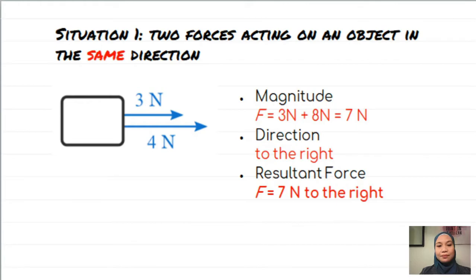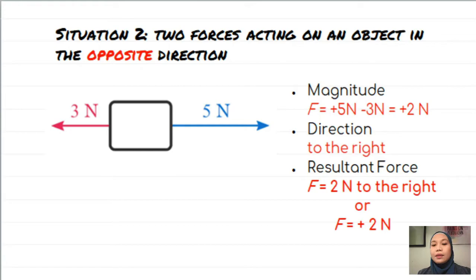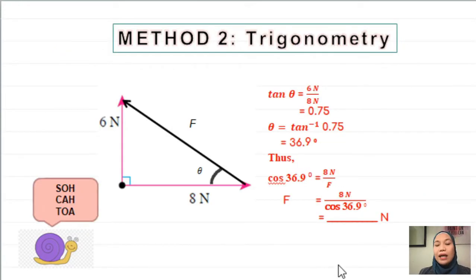For the second situation, there are two forces acting on an object in the opposite direction. So remember again, force to the right is a positive sign and force to the left is a negative sign. 5 minus 3. For the second method, we apply trigonometry, and please remember SOH CAH TOA.